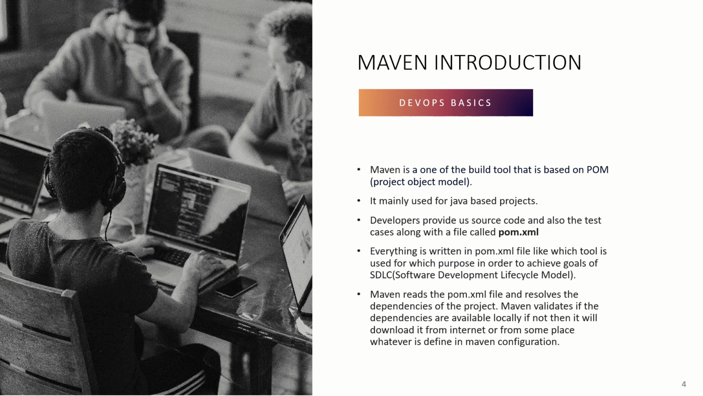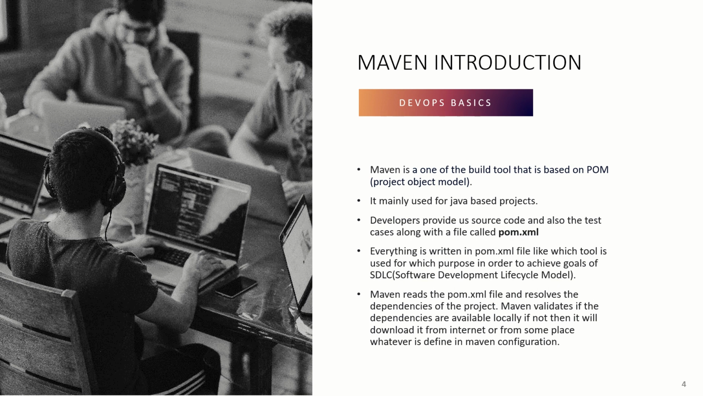Maven will first see what all things are required in order to build this source code. Firstly Maven will download them from the Maven central portal, and then it will install all the dependencies on your local machine. Maven validates whether the dependencies are available locally or not. It checks whether the dependencies are on the same machine where we are using Maven. If not available, it will download them from the internet and then use them for future use. Whatever we define in the Maven configuration, all those dependencies will get downloaded if they are not available on the local machine.